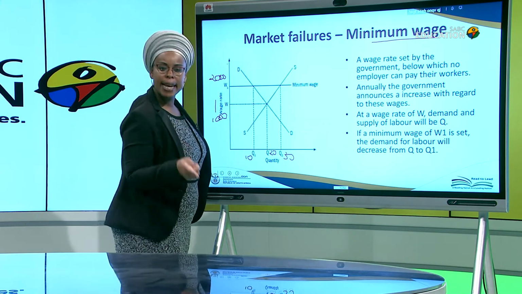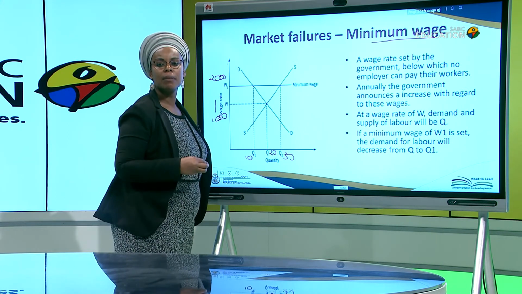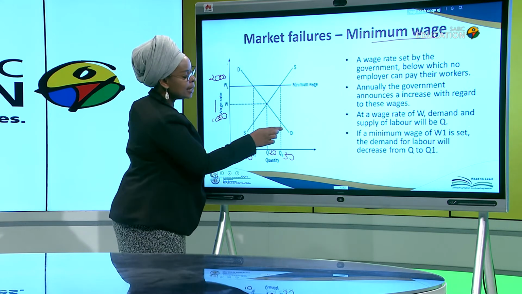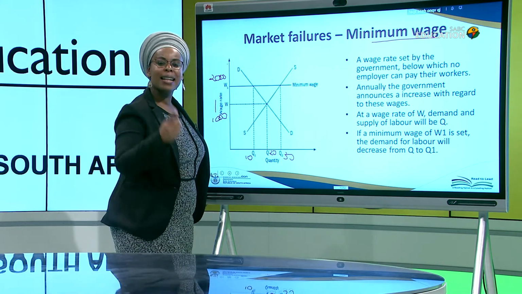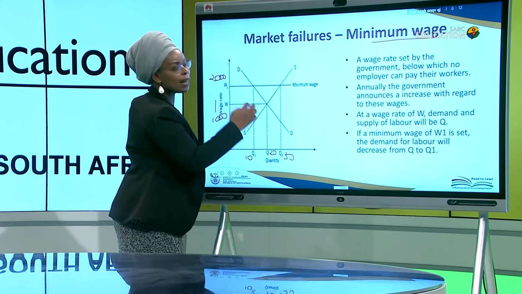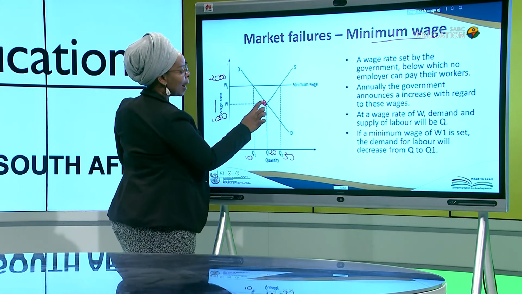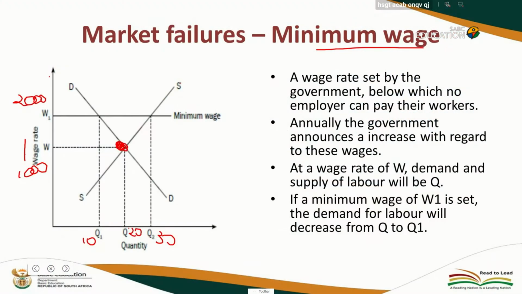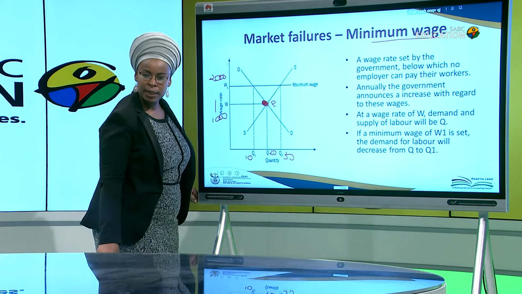What is happening here is that DD represents the demand for labor. Who is demanding labor? Those farm owners, the employers. So the DD represents the employer. SS, who is supplying labor? The workers. So the supply curve represents the workers. At the point where supply and demand meet, this will be the equilibrium point, because demand and supply will be equal to 20 at a wage rate of 1,000.